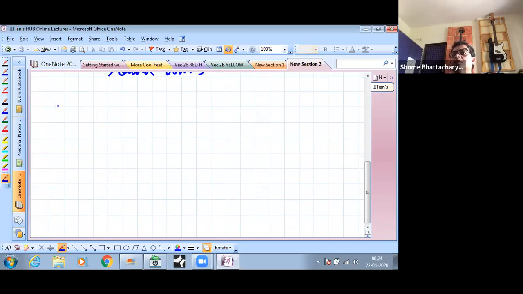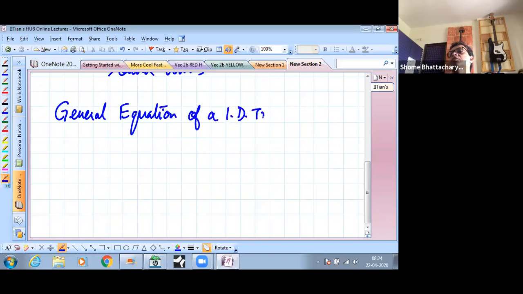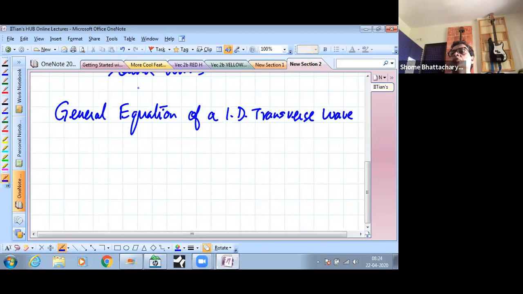We will start with the first thing, which is the general equation of a one-dimensional transverse wave. Start by understanding this. The physical model here is that we have a very long string, which is kind of going up to infinity.